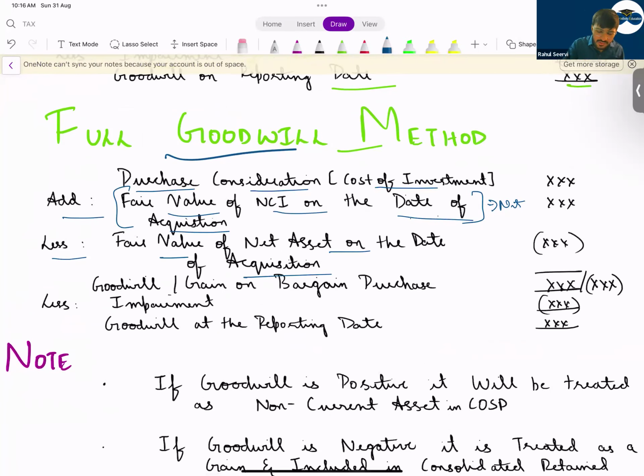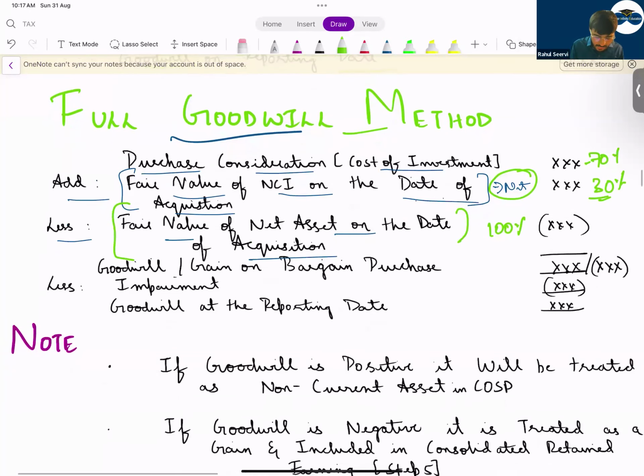A question comes in your mind, sir, why are we adding this back? Because the fair value which you're taking is 100%, but you have only acquired 70%. So to do the comparison like with like, you add back 30%, so the comparison becomes like with like. Goodwill, gain on bargain, impairment. This impairment will be given to parent and NCI, both of them. Then goodwill at reporting date, you will get this value.